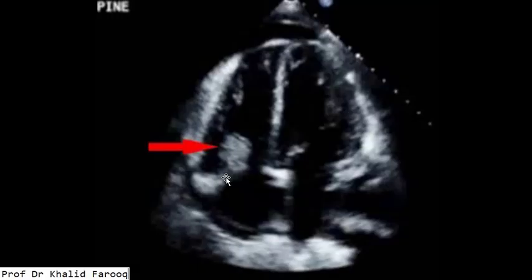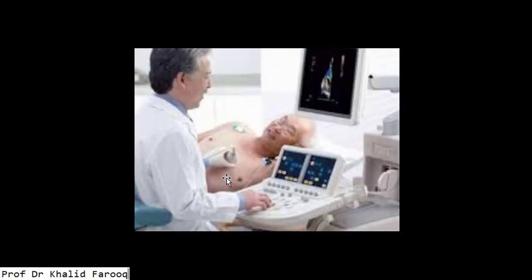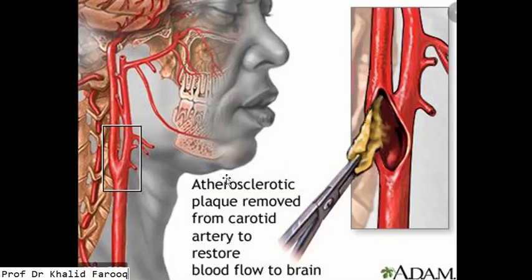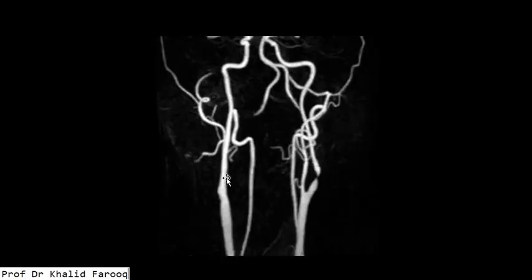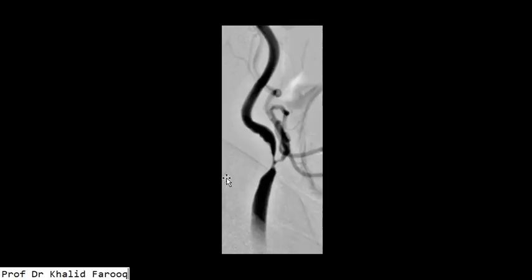So we have seen carotid and we have seen cardiac valves as a further workup in the assessment of cause of ischemic changes in the brain.